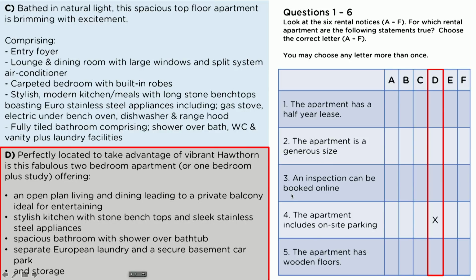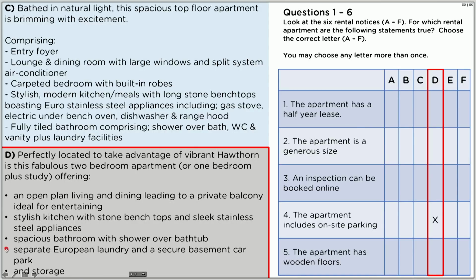Let's have a look at D. The apartment includes on-site parking. Well, if you look down here at this little dot point here, it says separate European laundry and a secure basement car park. Basement car park, on-site parking, D and number 4. 4D. That's the correct answer there.